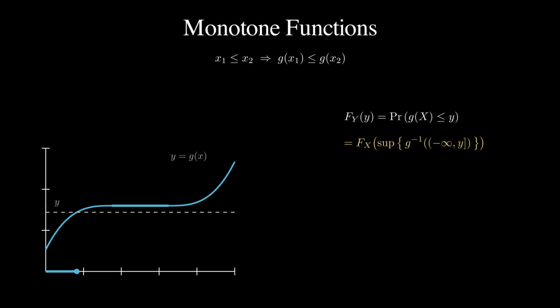Why a supremum? Because a flat stretch of g sends many inputs to the same output, and a jump of g can leave the preimage of a point empty. Taking the largest point of the half-line's preimage handles both at once. Watch the threshold climb. As y rises, the boundary glides to the right, and F of y grows with it.